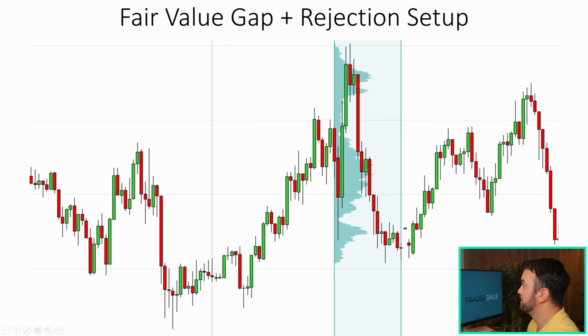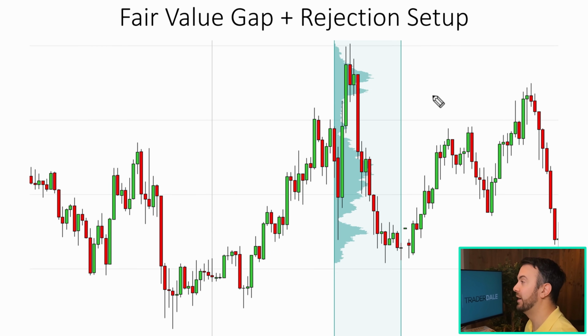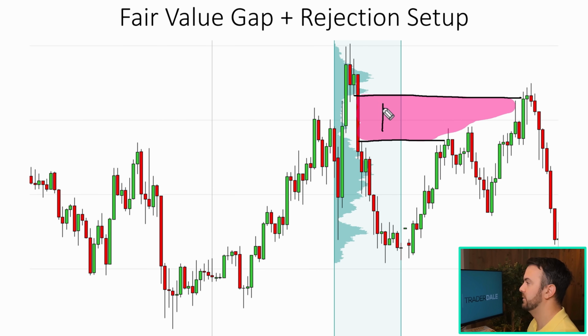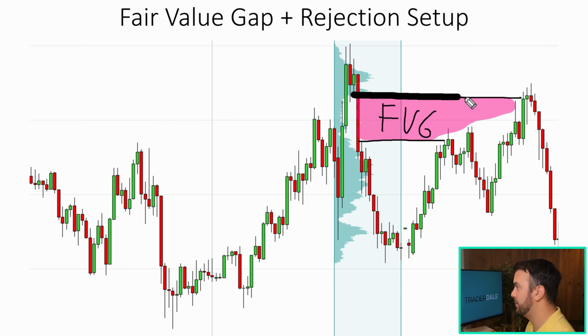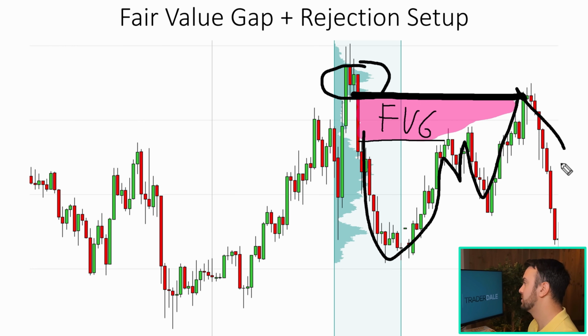Now one last example, and in here I want to show you how to combine the rejection setup with the fair value gap. The strongest rejection setups are rejections where you have a fair value gap in them. So this is the fair value gap, because this is a bearish scenario. The beginning of the fair value gap is in here. And as you can see, at the same time, it is at the same place where the volume cluster begins, right? So again, beautiful combo, wait for pullback and short from there. This is how the rejection setup and the fair value gap combo is supposed to look like.